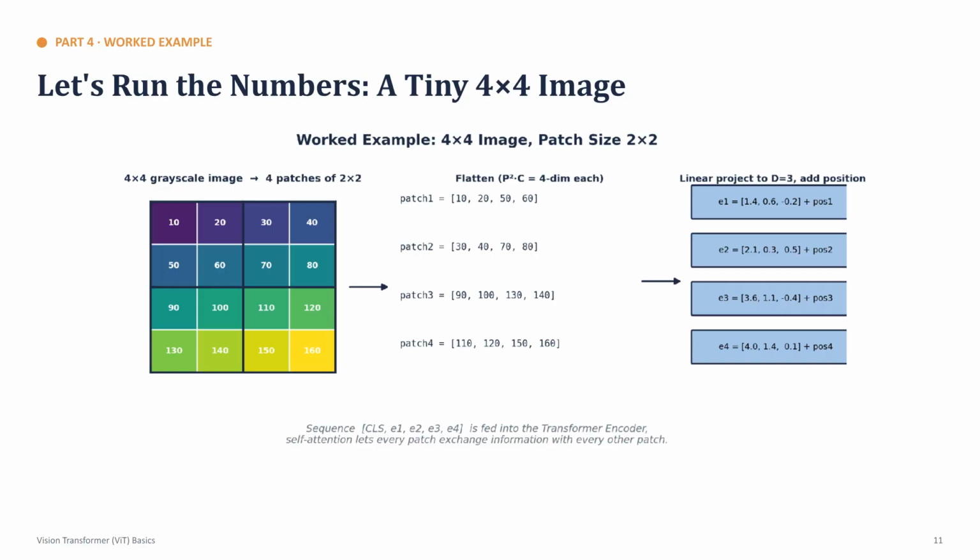We then linearly project each of those 4-dimensional vectors down to a 3-dimensional embedding and add a position vector, giving us E1 through E4. The sequence class token, E1, E2, E3, E4 is what actually gets fed into the transformer encoder. And inside that encoder, self-attention is what lets every patch exchange information with every other patch.